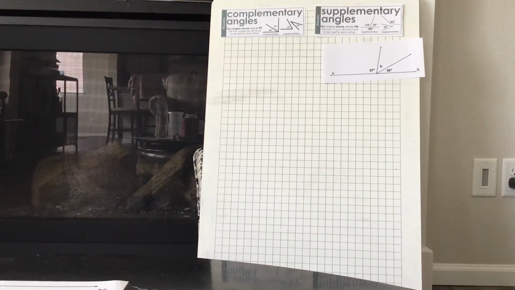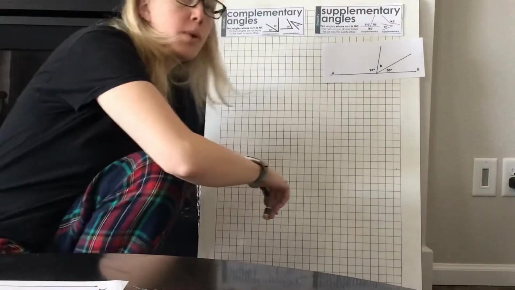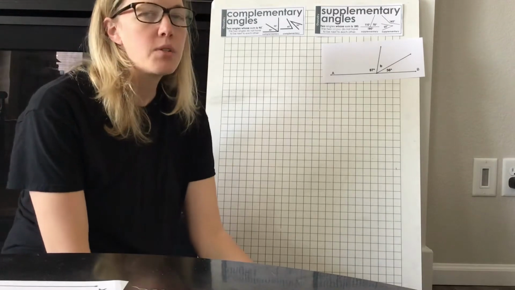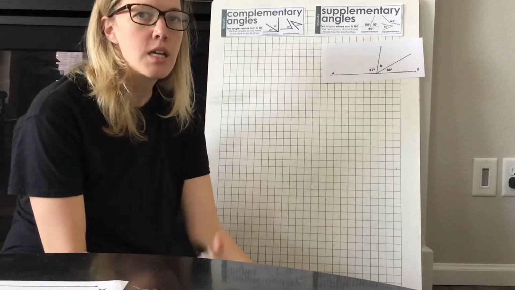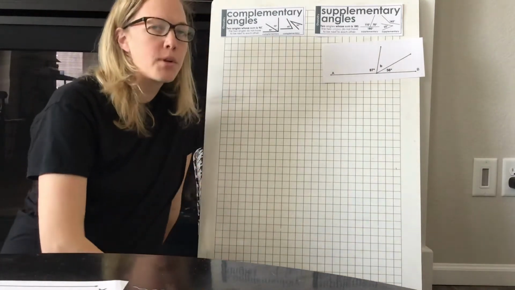Hi guys, just wanted to do another video about finding missing angles. So we are still going to be using some of our vocab from yesterday. We are going to be using vertical angles as well as adjacent angles. But today I want to introduce two new vocabulary words for you.